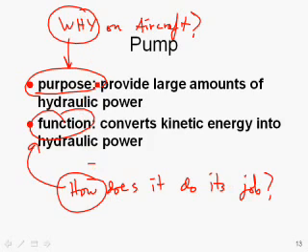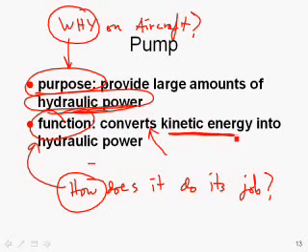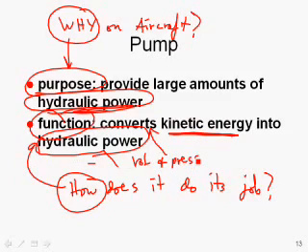So why is it on board the aircraft? So we can have a lot of hydraulic power. How does it do it? It's an energy conversion device. We're going to have tons of energy conversion devices in this class. It's going to take the kinetic energy, or the rotating energy, off of the engine, and turn it into hydraulic power, which means we're going to have a volume, and it's going to be supplied at a pressure.